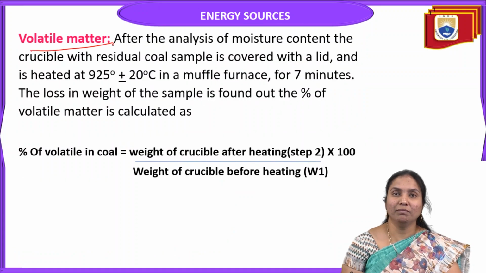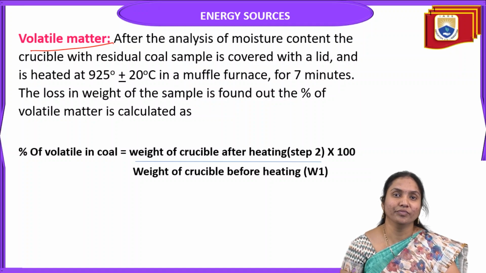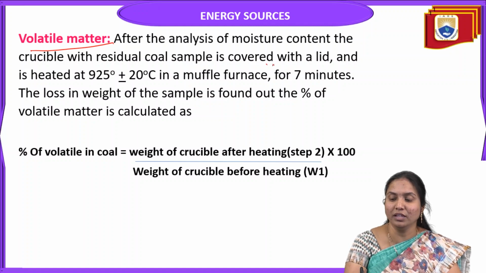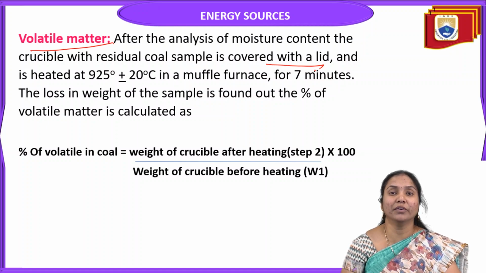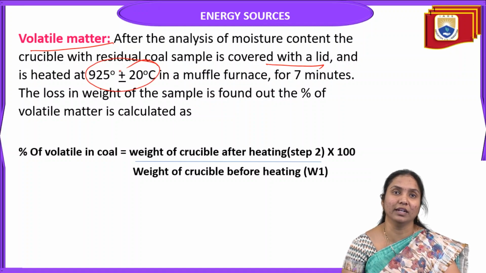And next one is volatile matter. After the analysis of moisture content, the crucible with the residual coal sample, the remaining coal sample after removing moisture content, is present in this crucible. It is covered with a lid for determination of volatile matter, and heated in a muffle furnace for 7 minutes, maintaining the temperature at 925 plus or minus 20 degrees centigrade.